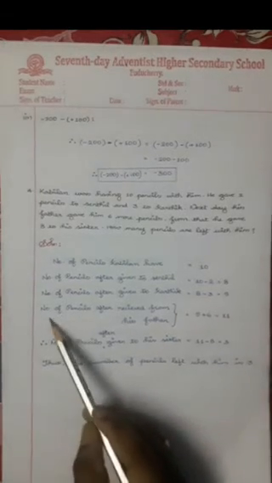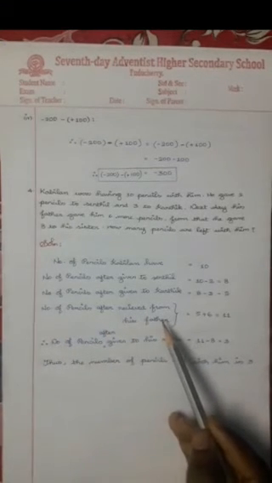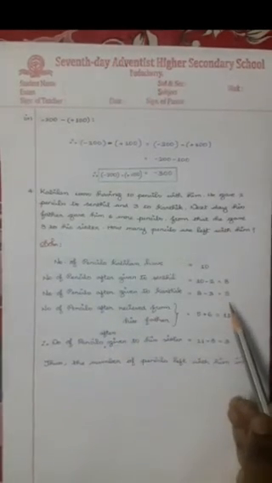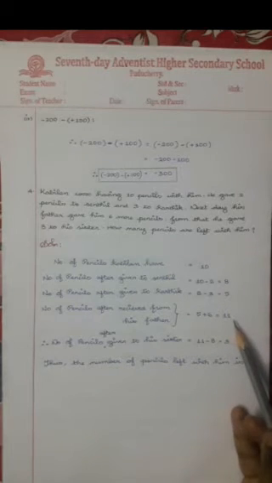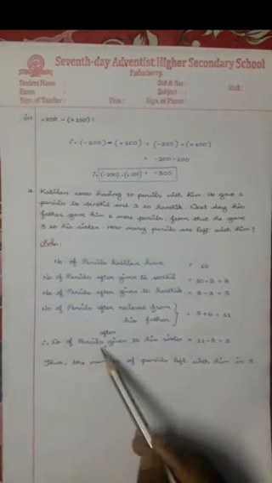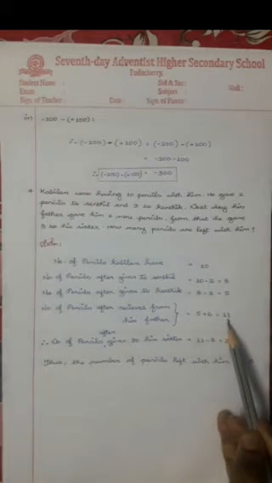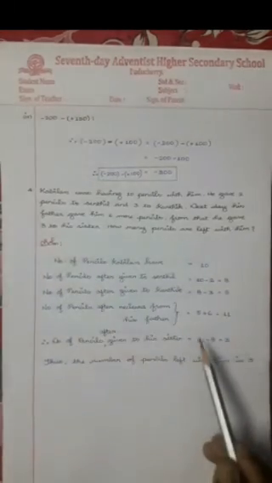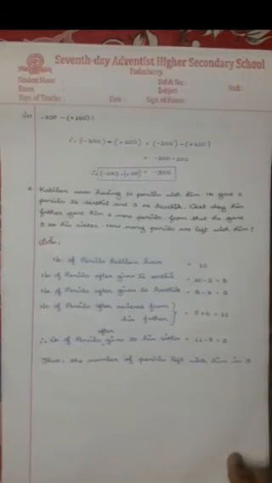The next day, number of pencils after receiving from his father. How many pencils does his father give? 6 more pencils. So the remaining 5 plus 6 becomes 11. Now, number of pencils after giving to his sister. From this 11, he gives 8 to his sister. So 11 minus 8 is equal to 3. Thus, the number of pencils left with him is 3.